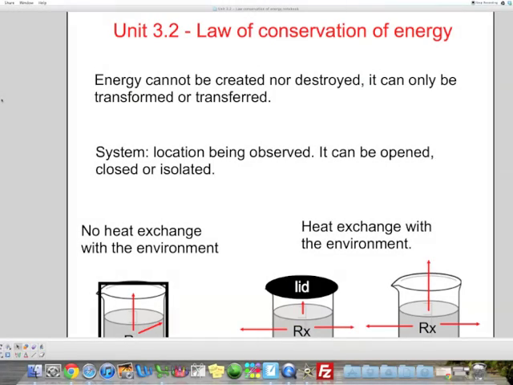Good day. Here comes your Unit 3.2 lesson. So it's about the law of conservation of energy, which you've heard about in the past few years.